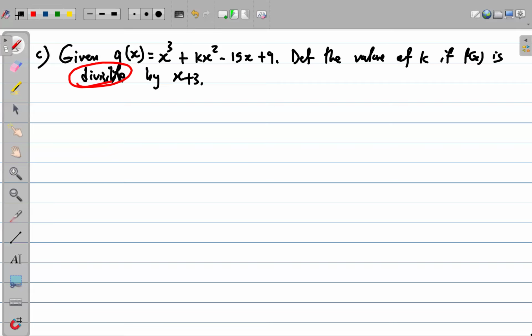So divisible means what? It's another way of literally saying x plus 3 is a factor of this g of x. And if it's a factor of this g of x, we then know that x equals negative 3 will give us a remainder 0. So they want to just confuse you here. Instead of saying find the value of k if the remainder is 0 when divided by x plus 3, they're using the word divisible.